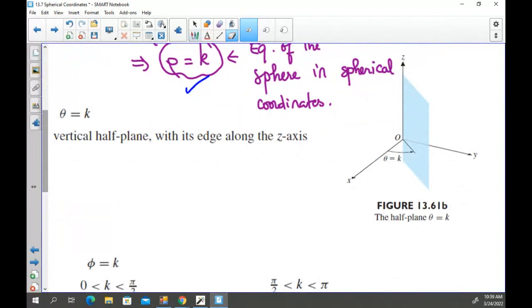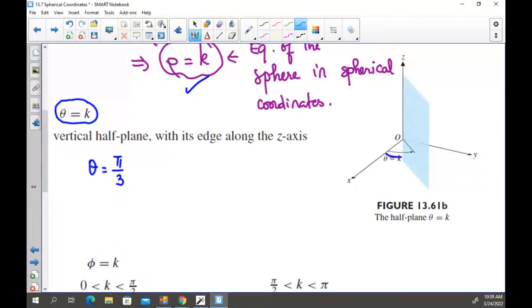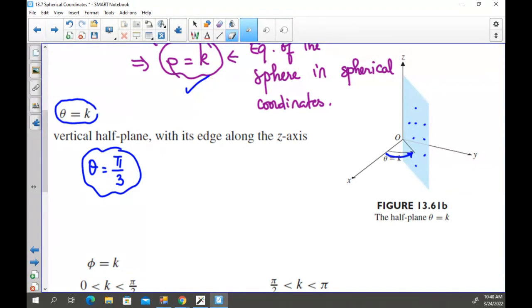Now, if you take an equation theta equal k, for example, theta equal to, let's say, pi over 3, then what you get is a plane. All these points have a theta equal to this angle that we are choosing. So theta equal k describes a vertical plane with its edge along the x-axis. So the equation of this plane is theta equal to k.